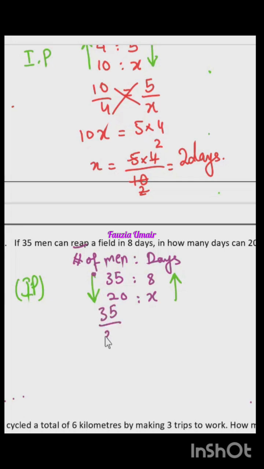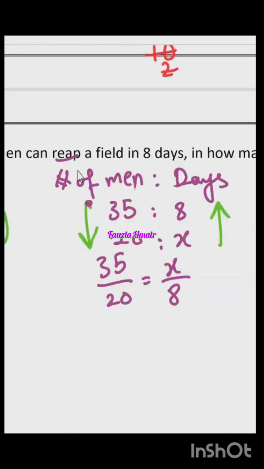35 by 20 is equal to x by 8. Okay? I'm zooming in, Tawassal, so that you can see better. So we are following the direction of the arrows. 35 by 20 because we are going towards the tip of the arrow. 35 by 20 equals x by 8. Now we will cross multiply. So 20x is equal to 35 into 8.